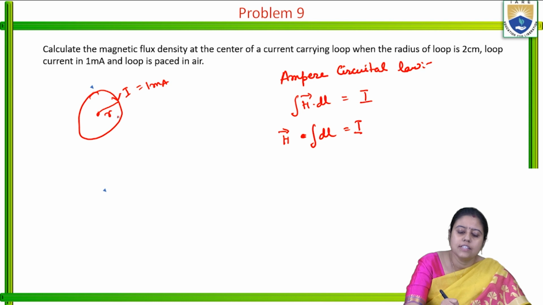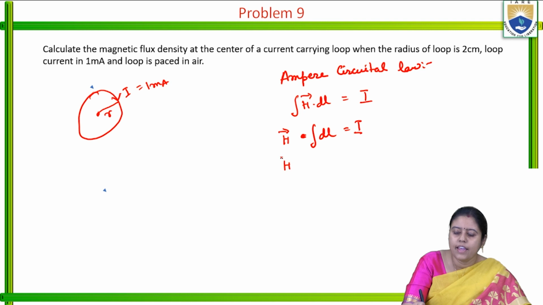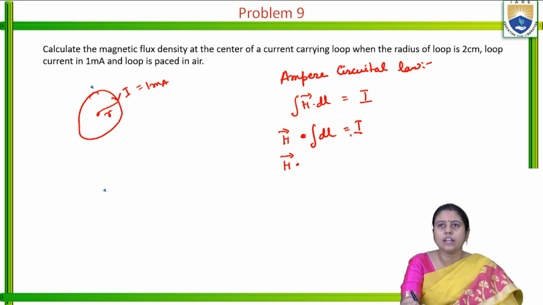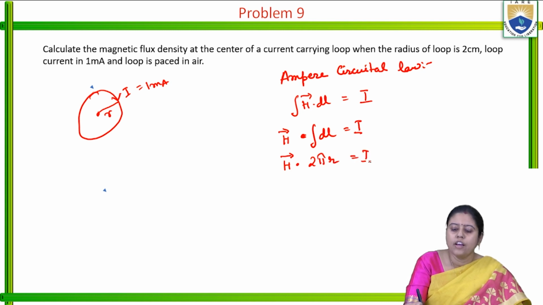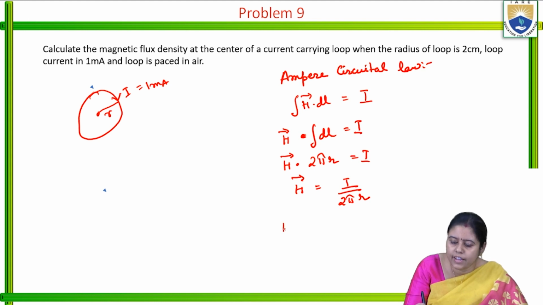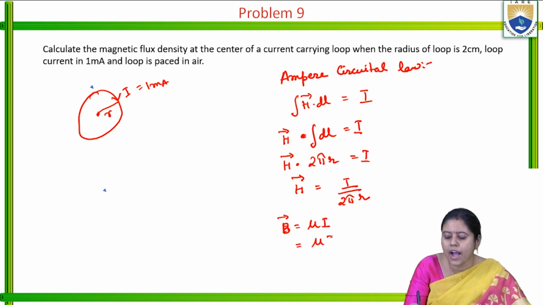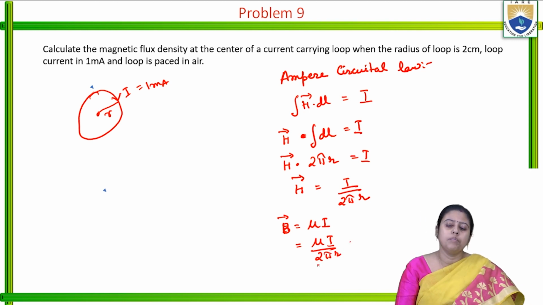As this is a circular path, we can write H into the integral of dl, which is 2 pi r, is equal to I. So H is equal to I by 2 pi r. Now what will be the flux density? The flux density B is equal to mu into H, which is mu I by 2 pi r. We will use this formula to solve this problem.